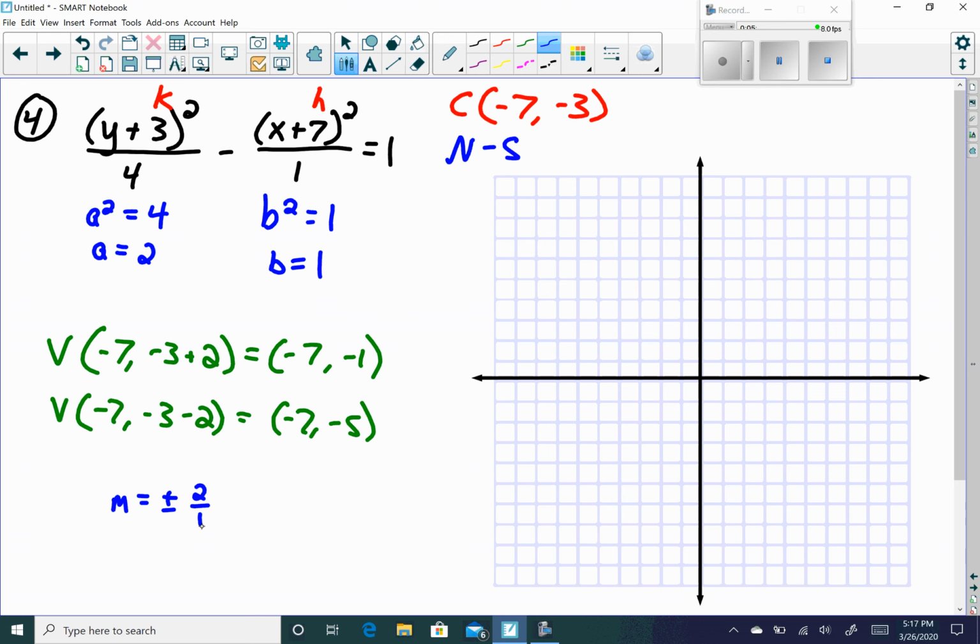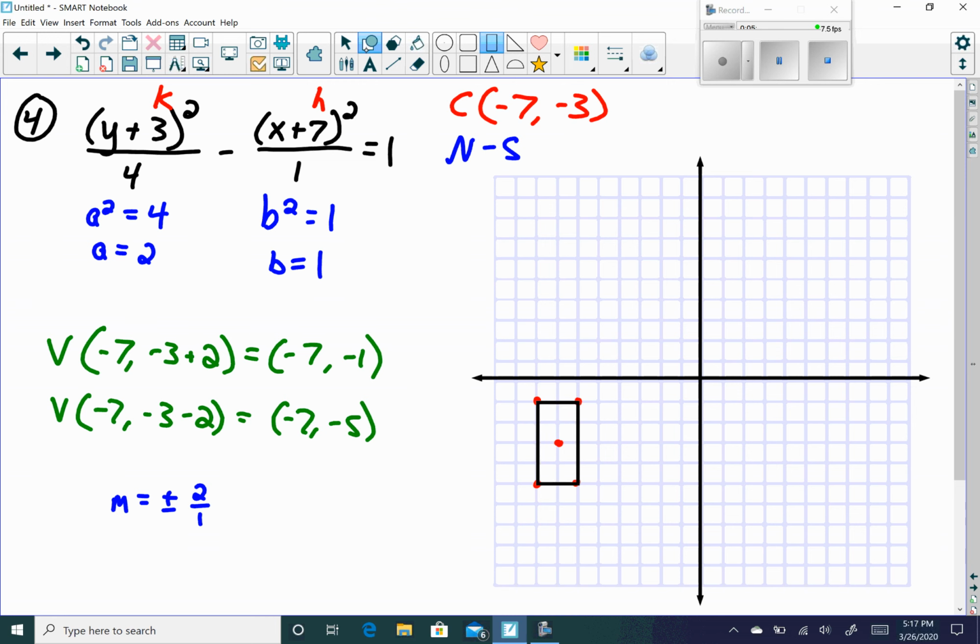So from our center, which is at (-7, -3), we're going to count up 2, 1 to the right, up 2, 1 to the left, down 2, 1 over to each side. So we get a much nicer, smaller rectangle to work with. I know when some of these hyperbolas are very stretched out, it makes it a little tougher to draw them as neatly as we possibly can.